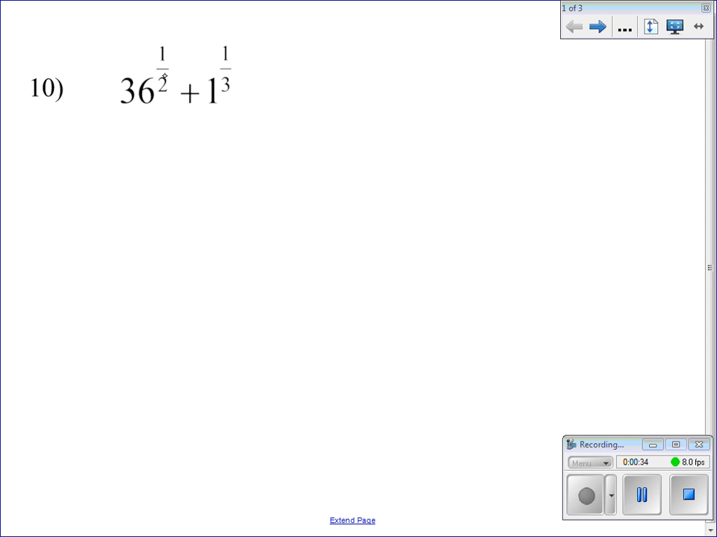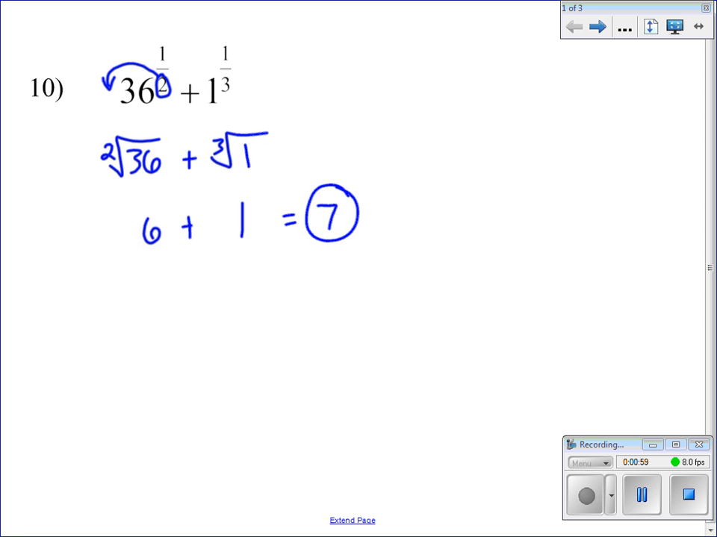whenever we have an exponent like this in our power, this bottom number is going to be called our index, which really allows us to shift it over and be our square root. And on this one, it would be the index of 3, which would give us the cube root of 1. The cube root of 1 is just 1, and the square root of 36 is 6. 6 plus 1 would then give us 7. So 7 would be our answer.